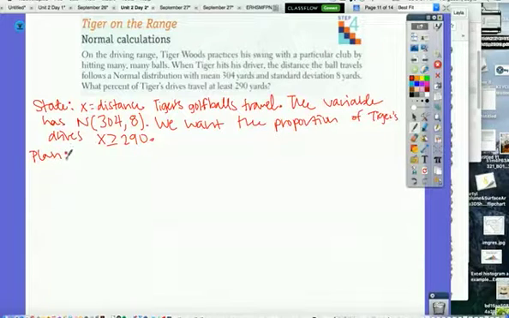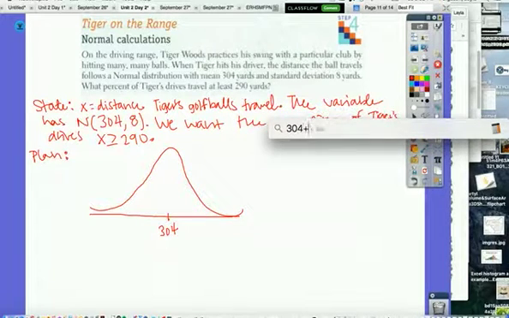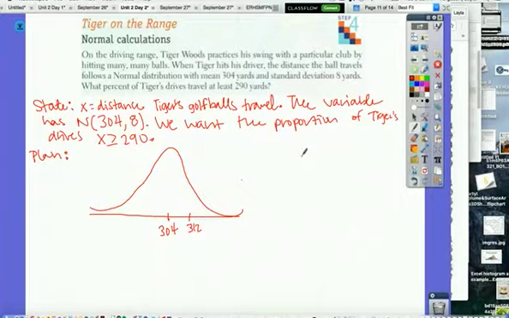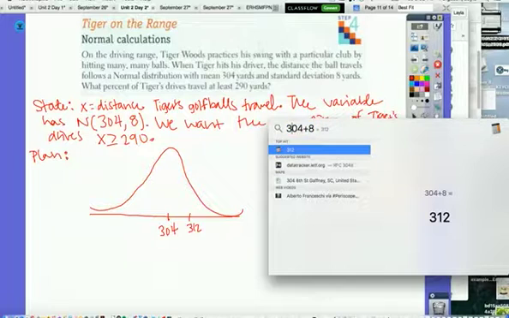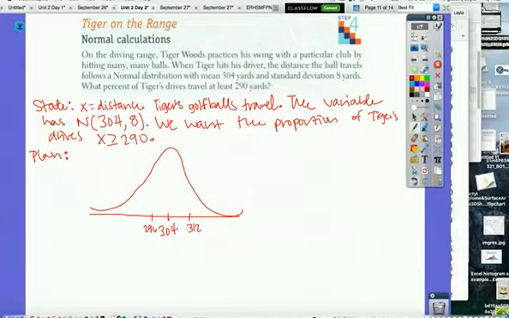The next step is to plan. When we plan, we're going to draw out what it looks like. So we would have our normal curve, and on our normal curve, the mean for this one is 304 and the standard deviation is 8. So 304 plus 8 would get us one standard deviation, which is 312 on the right side. And 304 minus 8 would get us 296 on the left side. And we could do that several times.